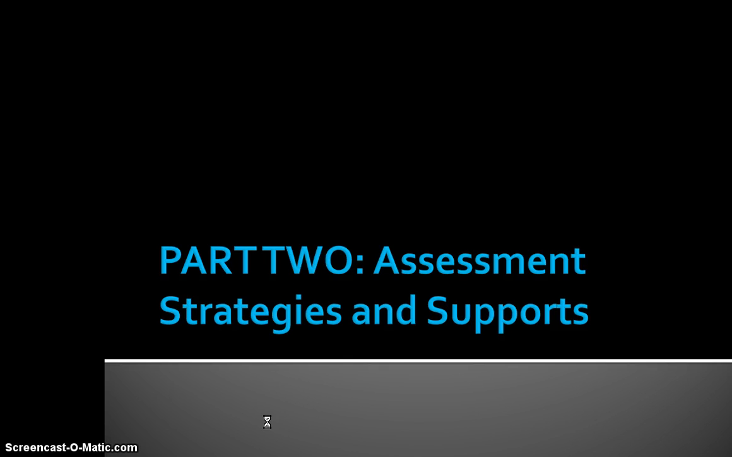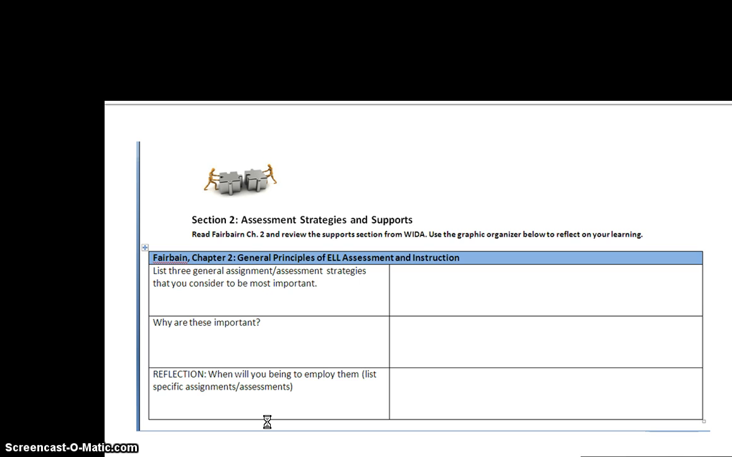Now we're ready for part 2, Assessment Strategies and Supports. For this section, please read Fairbairn Chapter 2 and review the Supports section from WIDA. Use the graphic organizer to reflect on your learning. This graphic organizer can be found under Section 2 on the same reflection template that you used just a moment ago to reflect on the writing assessment.